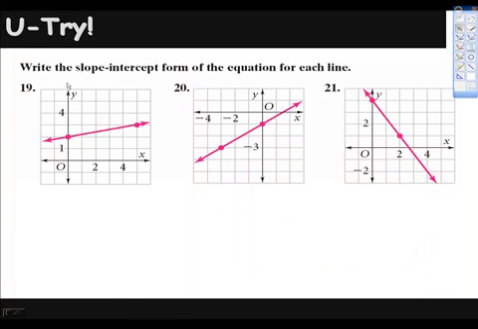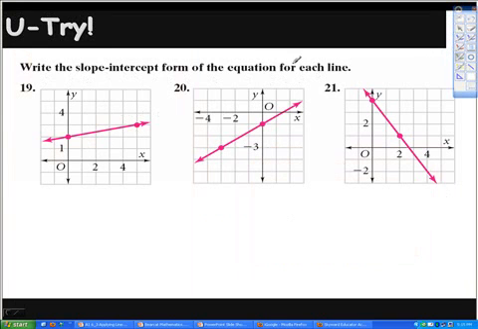In this you try, you're going to write the slope-intercept formula, the equation for each line. Let's do the first one together, and then you can try the other ones. Remember, slope-intercept is y equals mx plus b. So we need to find the slope, we need to find the intercept. The easiest thing to find is the intercept. It's the point right here. That's too high. So it's going to be y equals something x plus 2. We just need to figure out the slope.